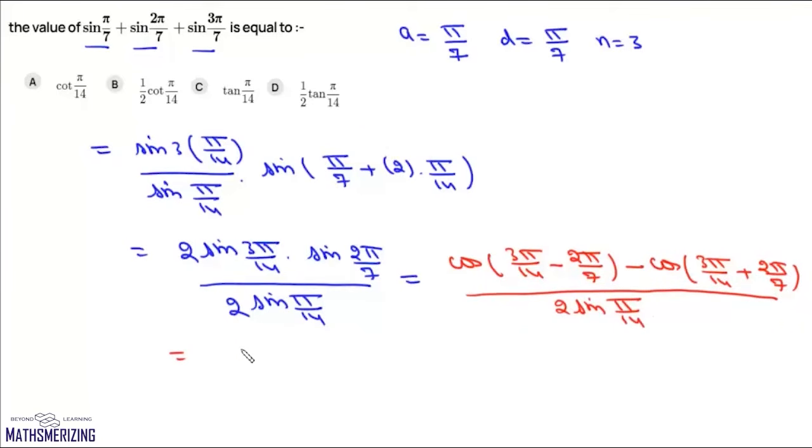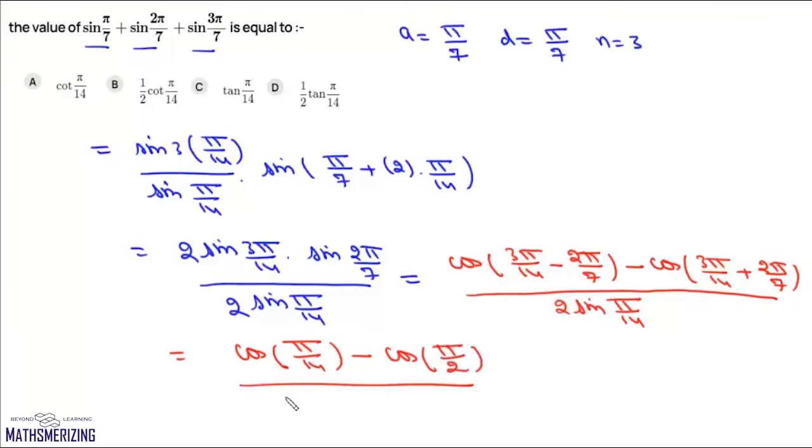Now this is cos, here it will be 3 pi minus 4 pi minus pi by 14, and cos minus theta is plus cos theta. So it will be cos pi by 14 minus cos. Now this is 3 pi by 14 plus 4 pi by 14, which is 7 pi by 14. So it will be cos pi by 2 upon 2 sine pi by 14.